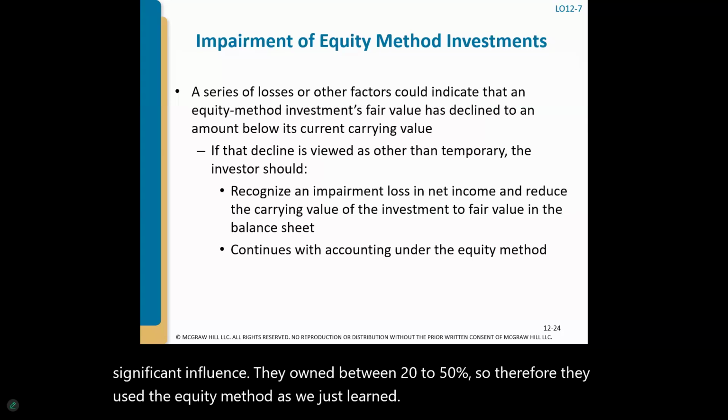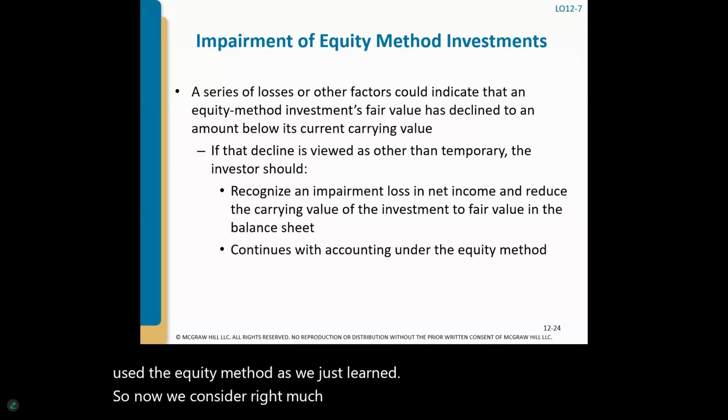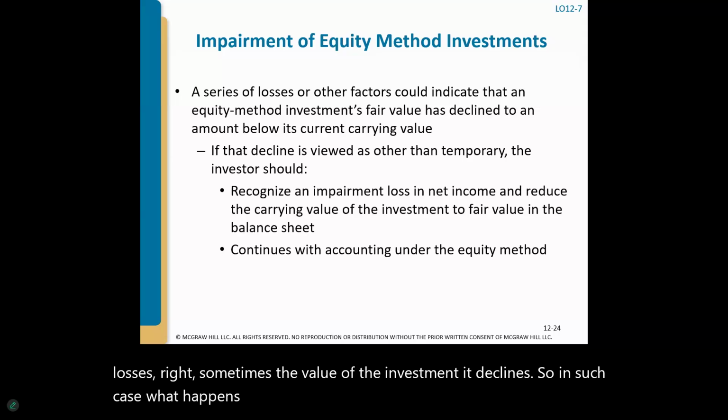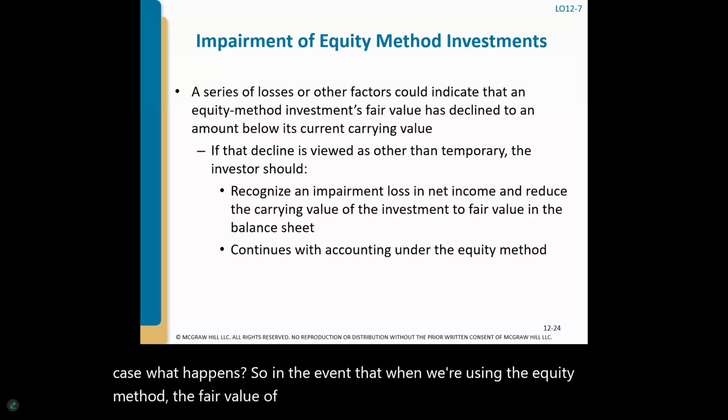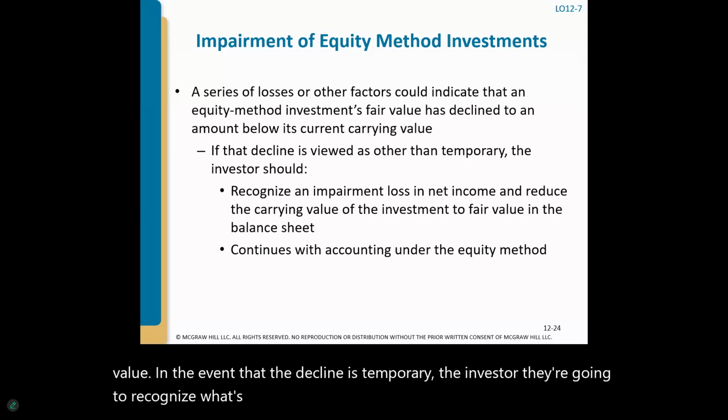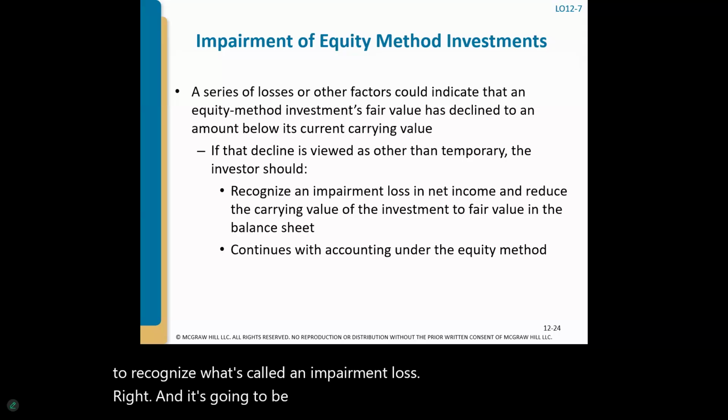So now we consider, much like our debt investments, sometimes there's losses. Sometimes the value of the investment declines. So in such case, what happens? In the event that, when we're using the equity method, the fair value of the investment declined below the current value, and the decline is temporary, the investor is going to recognize what's called an impairment loss, and it's going to be recognized in net income.